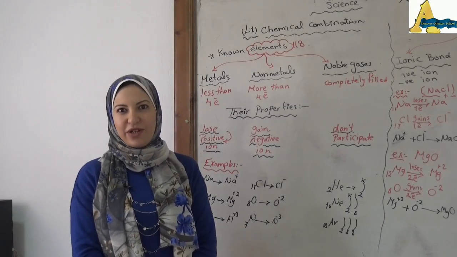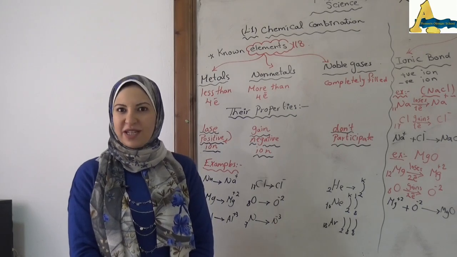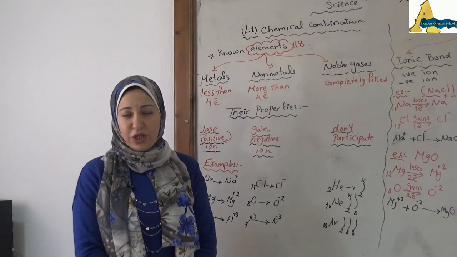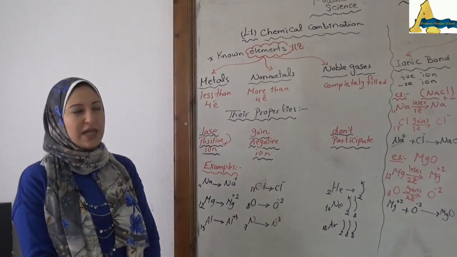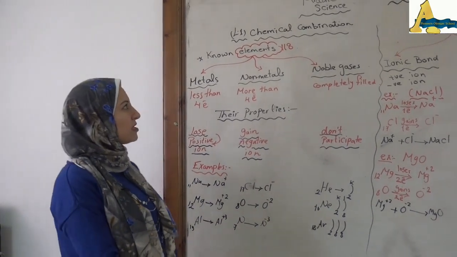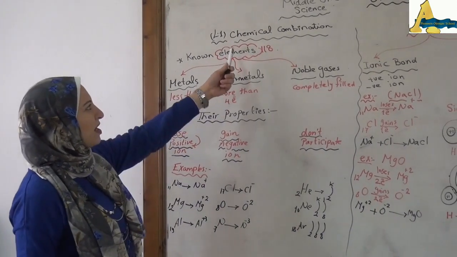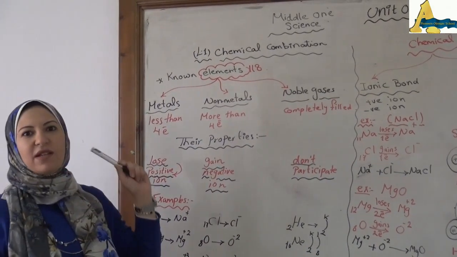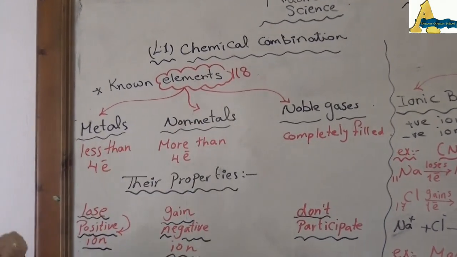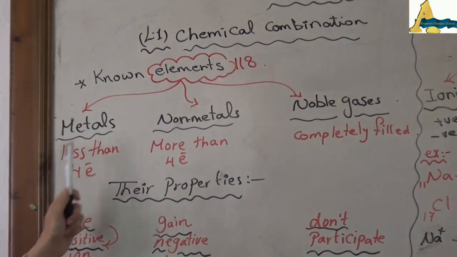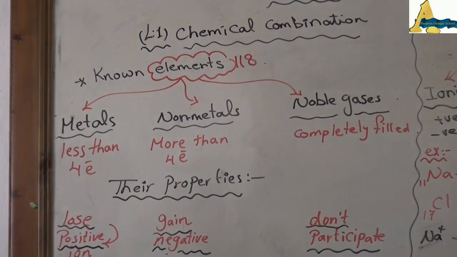Today we are going to revise what we have covered from the second term till the 15th of March in science. We have covered Unit 1, so we're going to revise starting from Lesson 1, the chemical combination. We said that the known elements up till now have reached 111. They are classified into three categories: metals, non-metals, and noble gases.